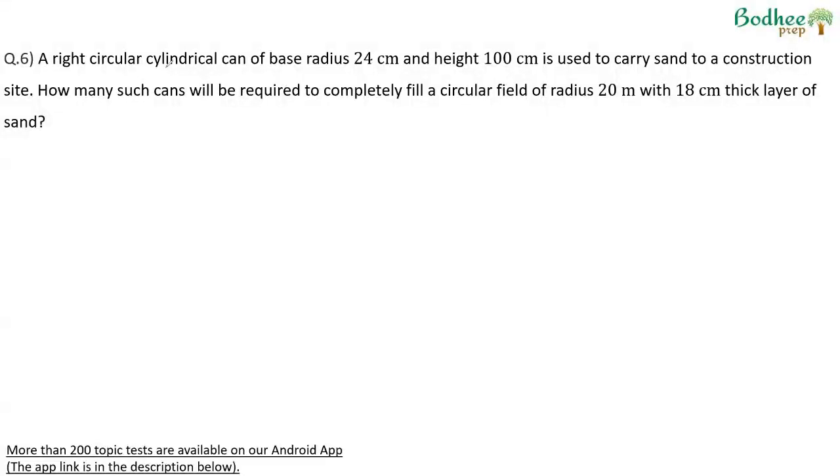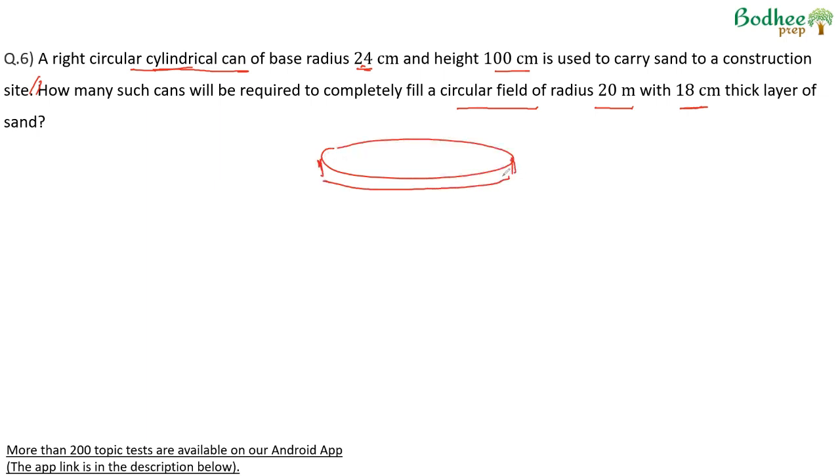A right circular cylindrical can of base radius 24 centimeters and height 100 centimeters is used to carry sand to a construction site. How many such cans will be required to completely fill a circular field of radius 20 meters with an 18-centimeter thick layer? Again, this circular field, which is 18 centimeters thick, will also be a kind of cylinder with base radius 20 meters and height 18 centimeters. This is the volume that needs to be filled, which is carried from here.